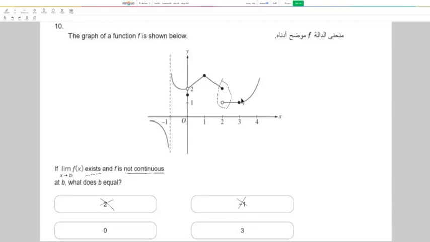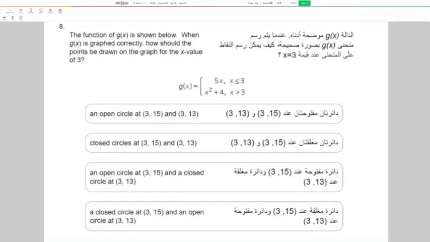And here at 3, the limit exists, but it is continuous. And in the question, they want us to find a limit where it is not continuous. So at 0, here we can see we have a hole. And a hole means that a limit exists and it is not continuous. So 0 is going to be the correct answer.